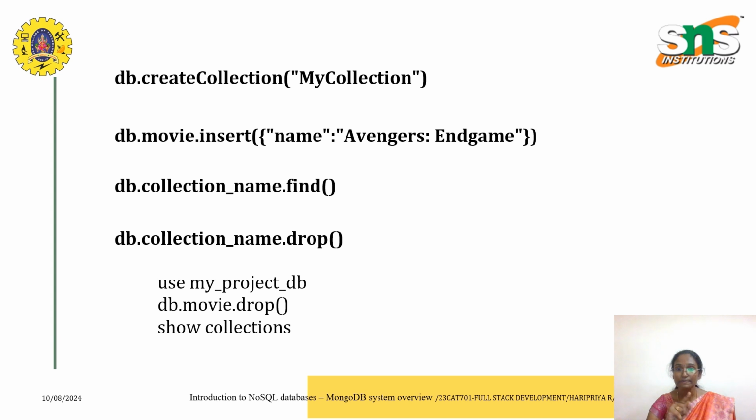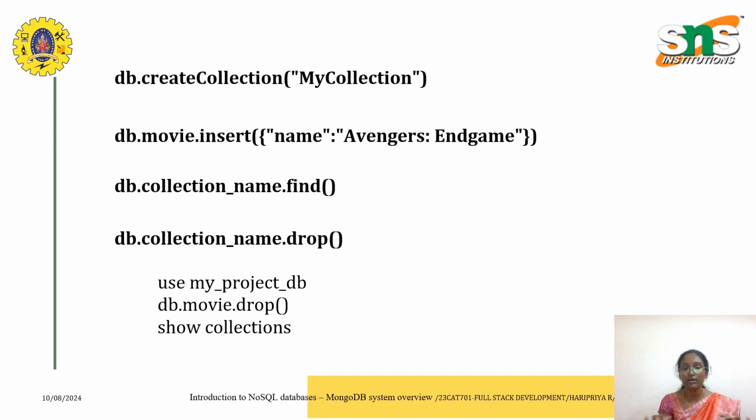db.collection.name.find. This particular command will find which value I have to change, which value I want. So I will change it. Clear? So the next one is db.collection.drop. If I don't want that particular data, that particular database, I am going to drop it. Clear, guys?